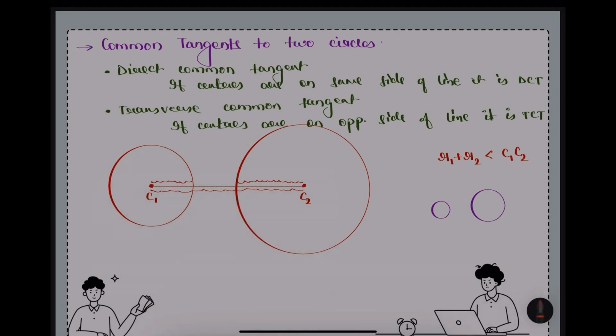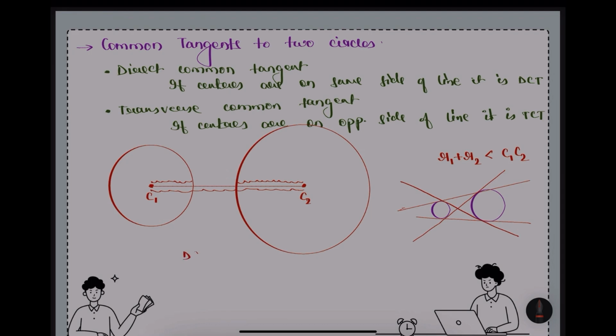This is also the same case, but the size is different. So we will have one tangent this way, and a second tangent this way. Now the third tangent, now the fourth tangent. So if this is the case, we will have four tangents.